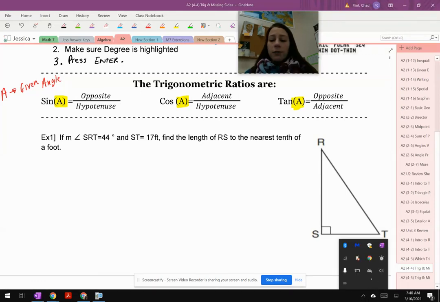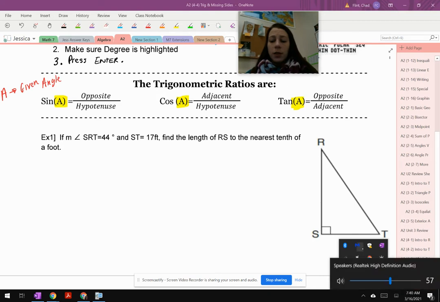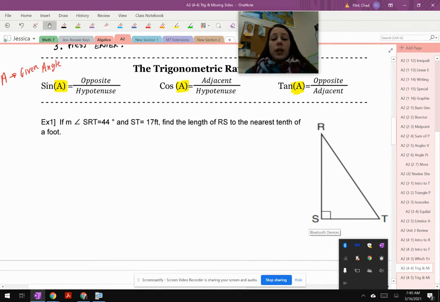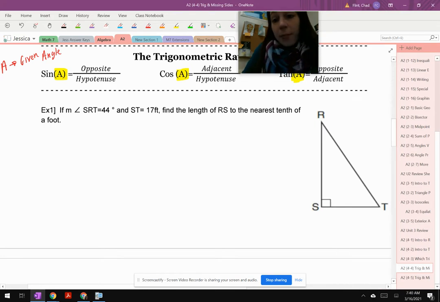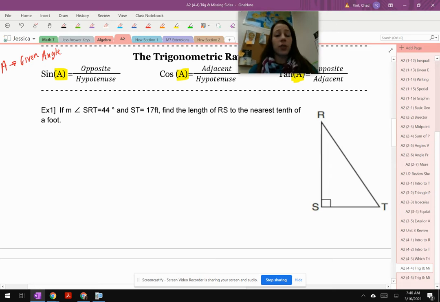Okay, so looking at our first example here, we're going to have to start off by labeling the diagram, labeling our sides with the opposite, hypotenuse, adjacent, just like we did in our first couple of lessons.